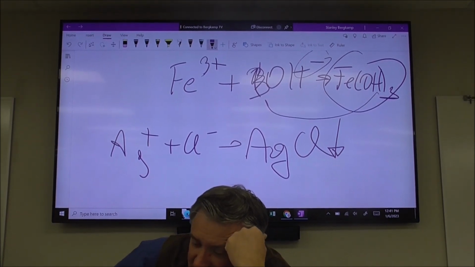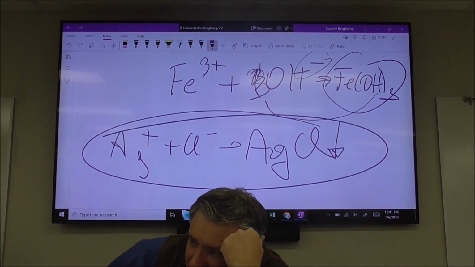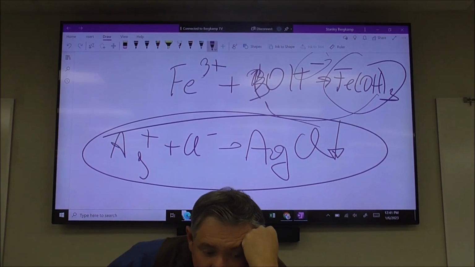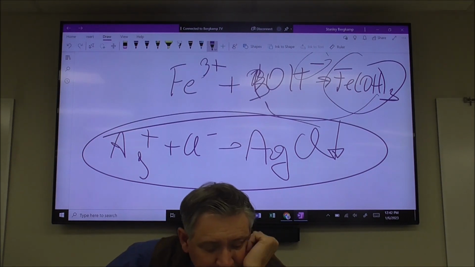This is the only one that has the same oxidation states. Okay? Everybody cool with that?